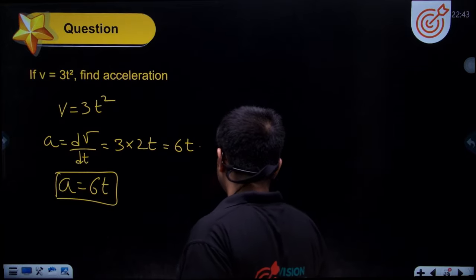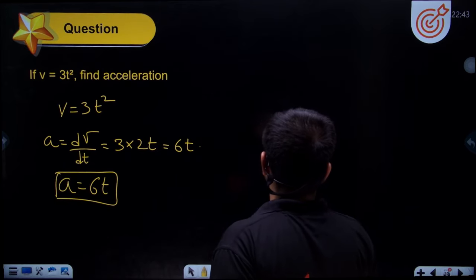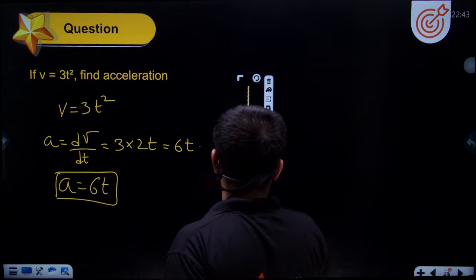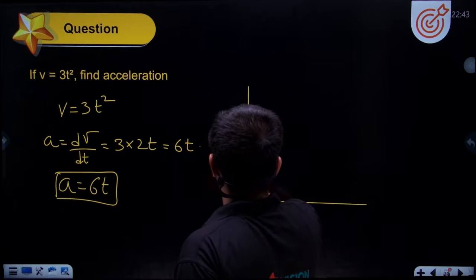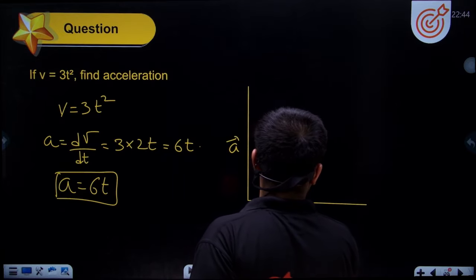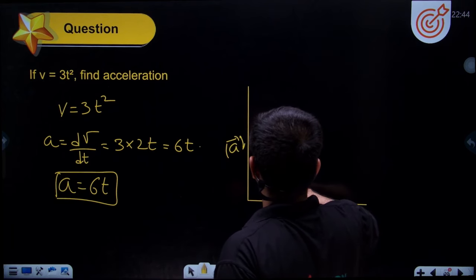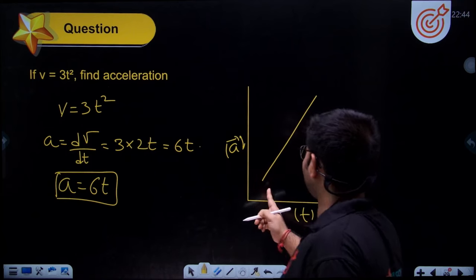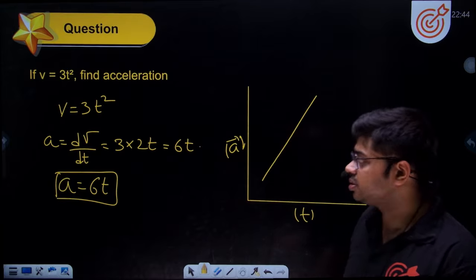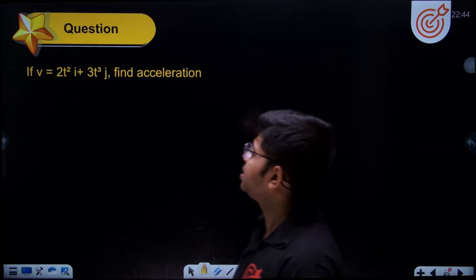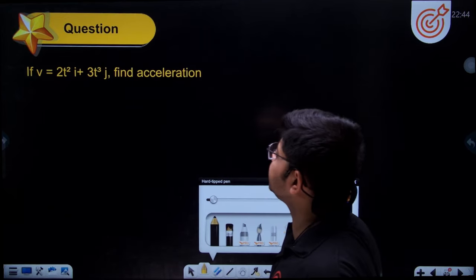So if I plot the curve of acceleration versus time, then how is the curve going to be? It is going to be a linear curve, something like this. So with time, acceleration is basically increasing, right? Okay. Similarly, look at this question. V is equal to 2t square i cap plus 3t cube j cap.